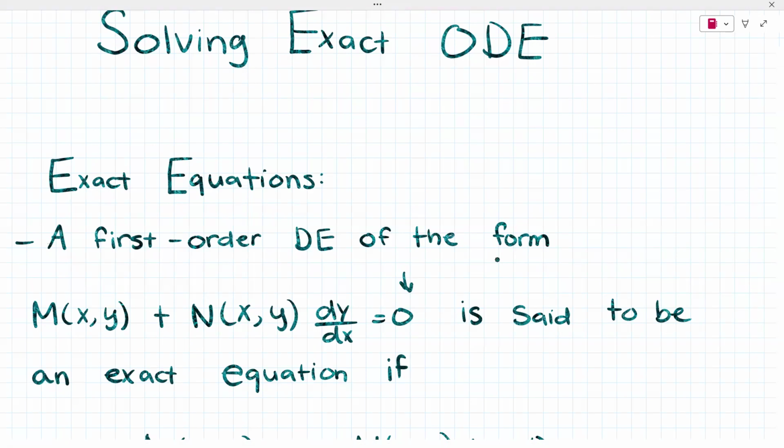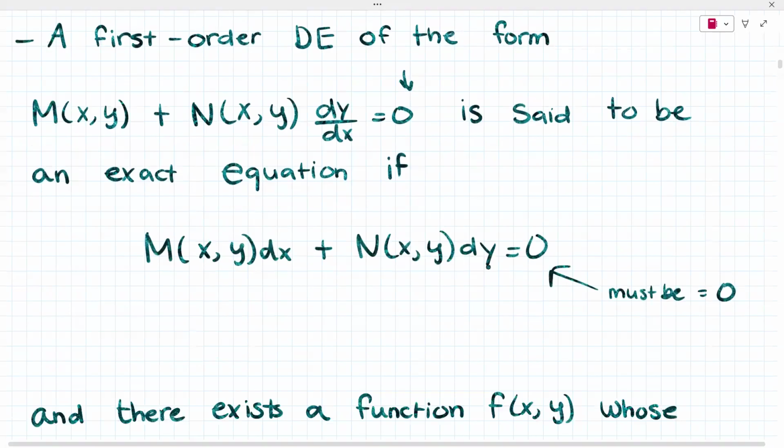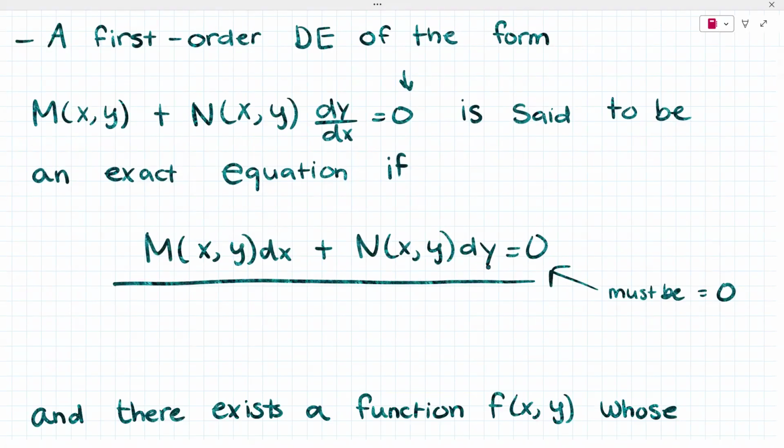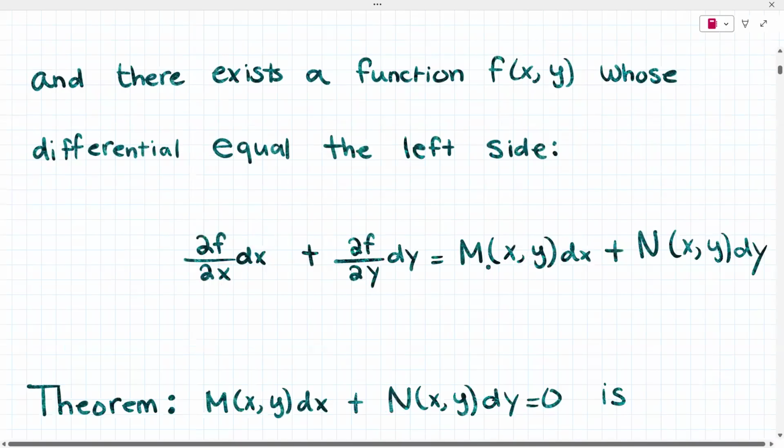So if you have it in this form, and the only difference is there's a dx. I'm sorry, this is missing. So the only difference from the previous lecture is the right side is equal to 0. If you have it in that form, then you know you have an exact equation, and there exists a function f(x,y) whose differential equals the left side of this.